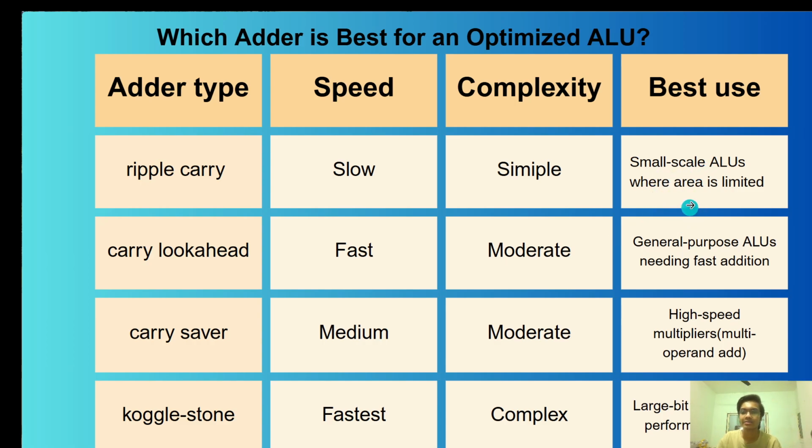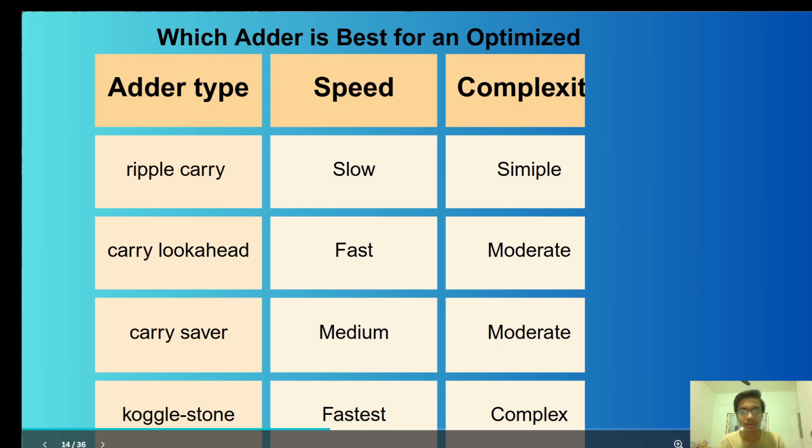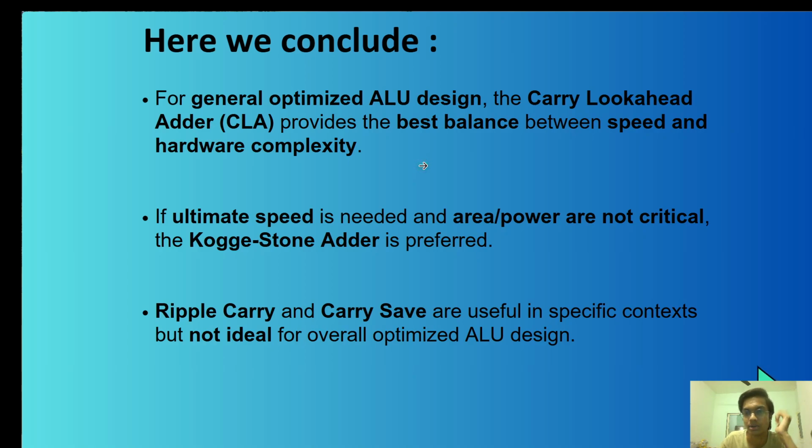Best use: a ripple carry can be used in small ALUs, like we have used in our 8-bit ALU, 4-bit ALU. Carry look ahead for fast adding purposes if we need to increase the speed of the ALU. Carry save is used in high speed multipliers, and Kogge-Stone is used only in very large ALUs because it is very costly. So here we conclude that carry look ahead is mostly suggested for all because it has a balance of speed and complexity.